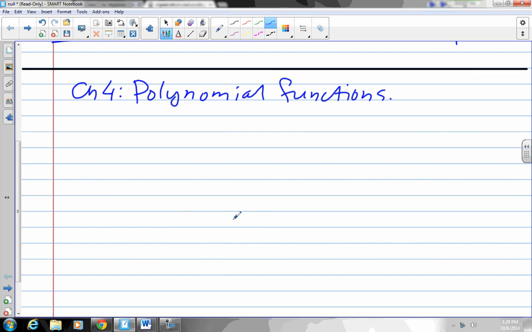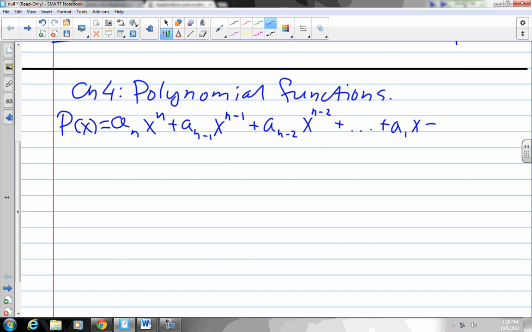Well, and a source for confusion at times. We'll try to make it simpler. So here's the definition of a polynomial function. I'm just going to write it down and then I'll explain what all those things mean. It looks a little scary, but it's a sub n x to the n plus a sub n minus 1 x to the n minus 1 plus a sub n minus 2 x to the n minus 2 plus all the way to a sub 1 x plus a sub 0.